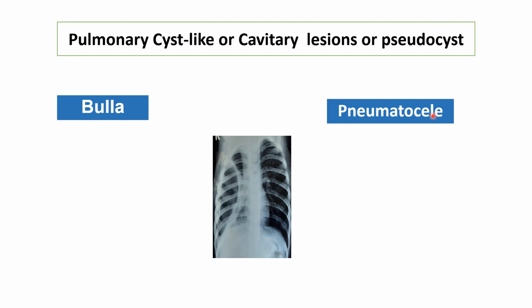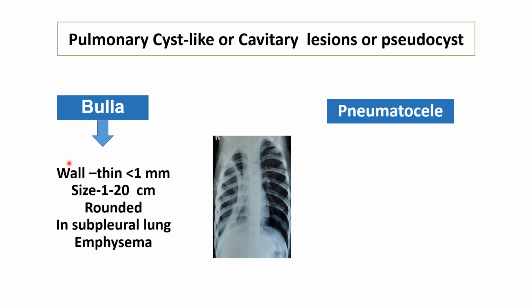So we have to differentiate all these cavities by their wall thickness, size, and shape. Is it radiolucent or opaque, and also the location.